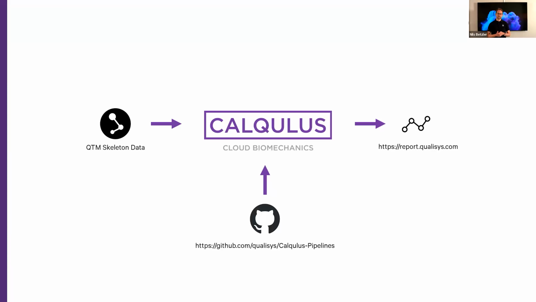Then that engine runs a pipeline, which are public. So you can find those pipelines on GitHub. You know exactly how the data is being processed. And then when that is completed, it makes the data available on report.qualisys.com in your login, just the same way it was done before with the analysis modules.